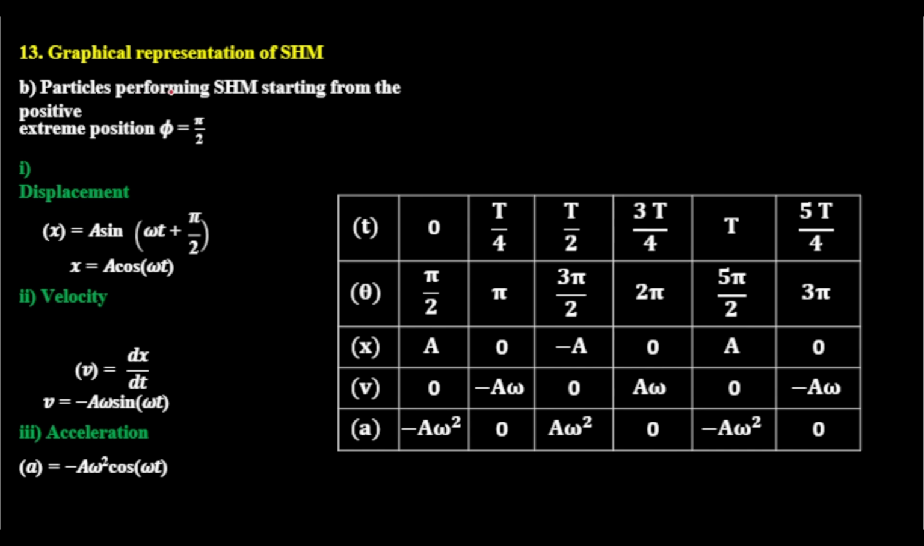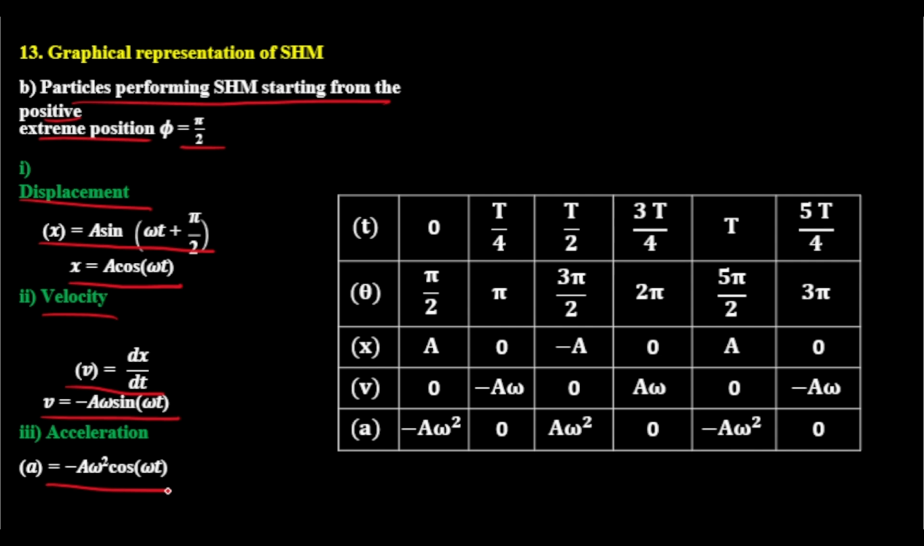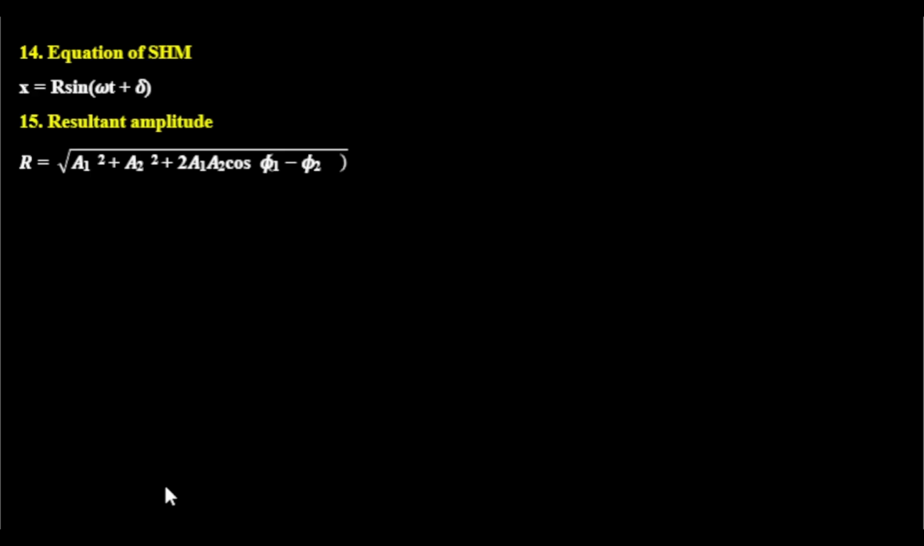Graphical representation of SHM, particle performing SHM starting from positive extreme position, phi is equal to pi by 2. So displacement x is equal to a sin omega t plus pi by 2, so x is equal to a cos omega t. Velocity v is equal to dx by dt, so v is equal to minus a omega sin omega t. Acceleration is minus a omega square cos omega t.